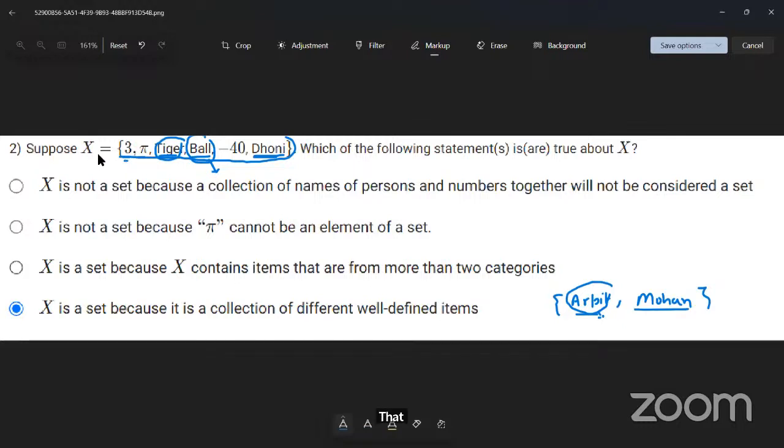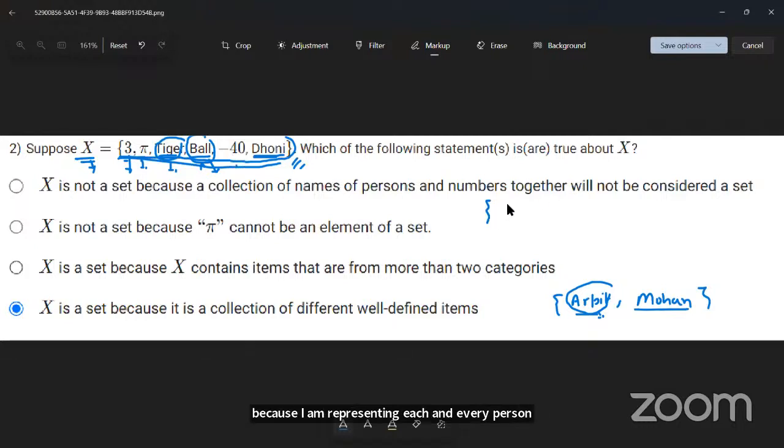So here, as you can see, if this X has to represent his family, what will he show? Inside my family, 3 is there, pi is there, tiger is there, ball is there, minus 40 is there, and Dhoni is there. It is not saying there is any such rule. Like if I ask some person who is lying inside Mars, and I show this particular thing to that person, and ask what do you think about it, he will say yeah, this is a set, this is a collection, because it will not change for anyone. I am representing each and every person here.